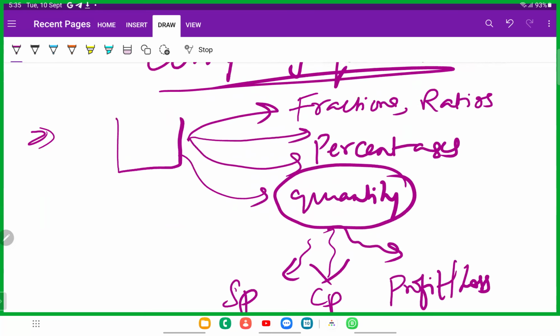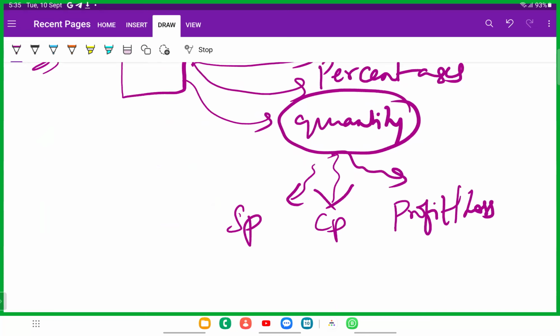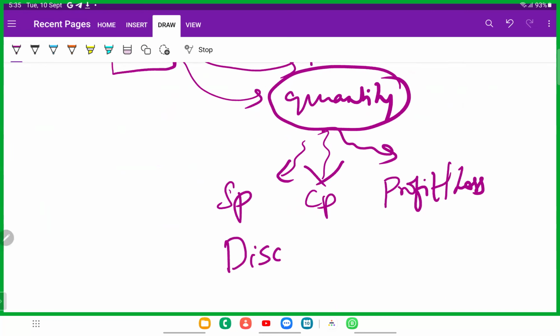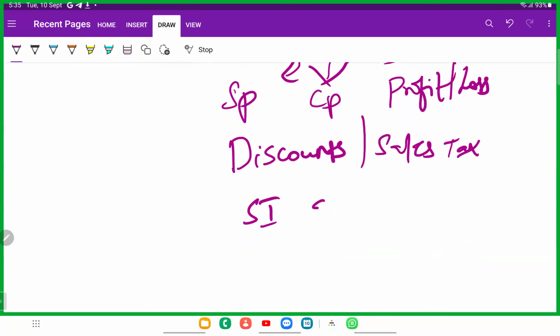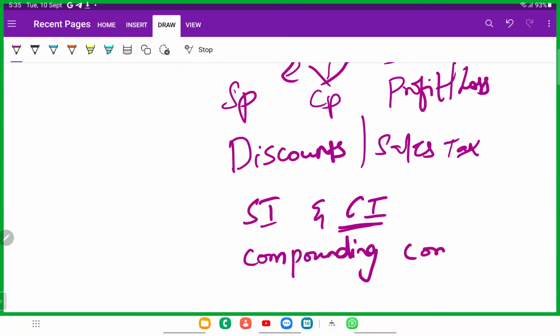I am giving you just a gist of the whole chapter. Then we will compare with discounts. Then we compare with sales tax. Then we compare with simple interest and compound interest. Then we also compare by calculating compounding of compound interest. And value added tax will come under sales tax only.